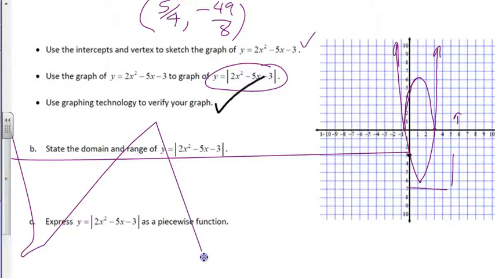Check. State the domain and range. I don't know how I got these unerasable lines here. Okay, what's the domain? Alright, we know it's all reals, right? The only time it's not is if it's a radical or rational, and this is neither radical nor rational. It's more quadratical.